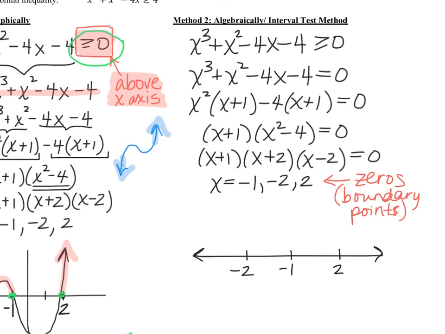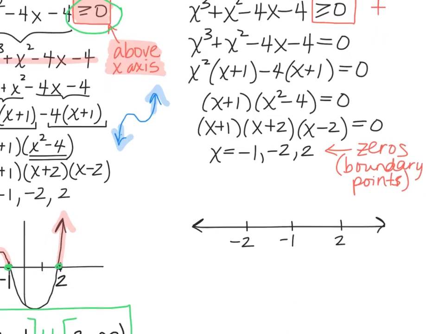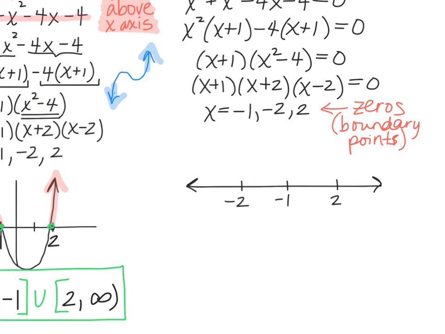Basically, we are just going to test around these boundary points, around these zeros, and we're doing a sign analysis so we can figure out which intervals give us positive outputs and which intervals give us negative outputs. Because ultimately, we're interested in outputs that are greater than or equal to 0. So we want positive outputs. And we're going to do a sign analysis to figure out which intervals give us those positive outputs.